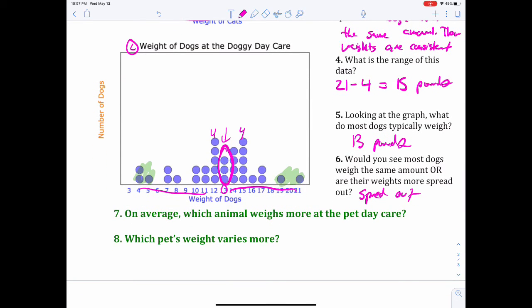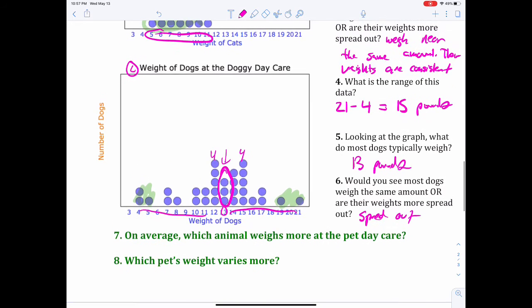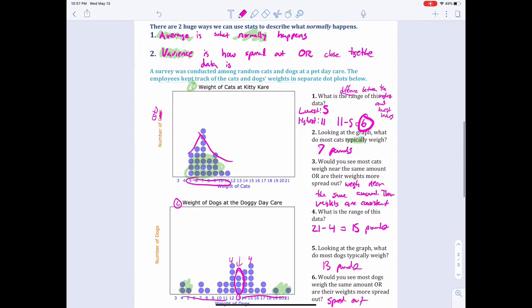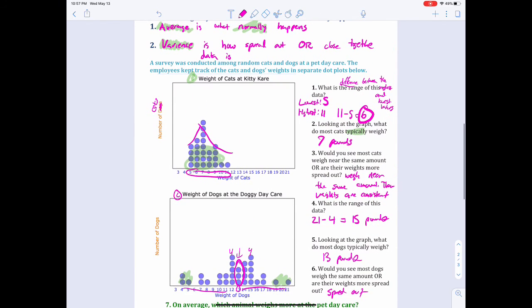All right, last 2 questions here. On average, which animal weighs more at the pet daycare? That's your average question. And if you look here, 13 and 7, so that would be the dogs.